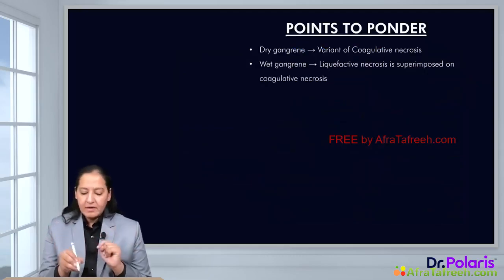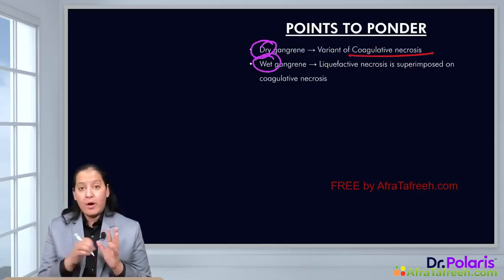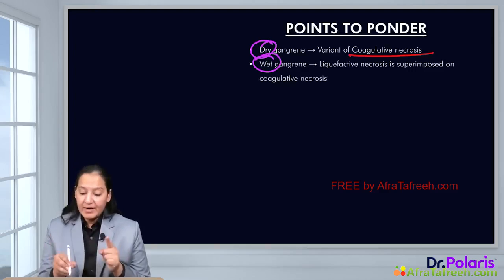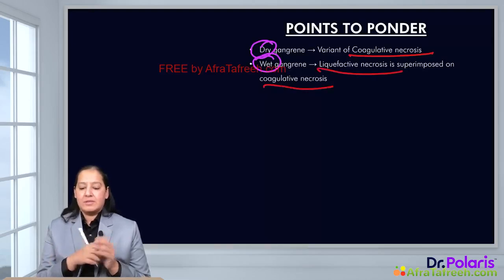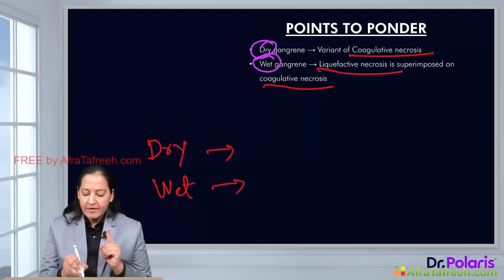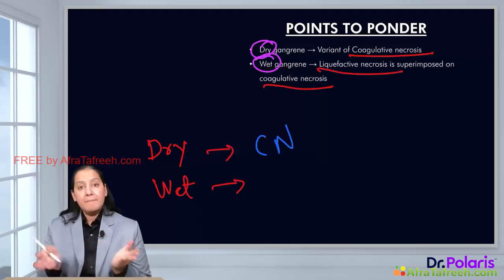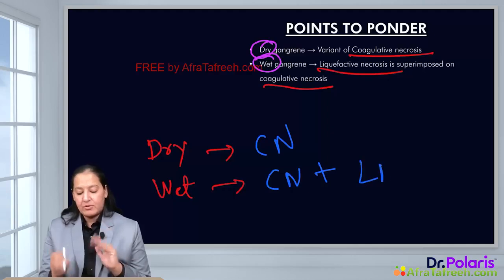Now, what you have learned: dry gangrene and wet gangrene. Dry gangrene is an example of only coagulative necrosis, whereas wet gangrene is coagulative necrosis along with superimposed liquefactive necrosis. So can I say dry gangrene and wet gangrene? Tell me the necrosis in each of them. In dry gangrene, only coagulative necrosis is there. But in wet gangrene, along with coagulative necrosis, there is superimposed liquefactive necrosis also. So please learn these 2 points.